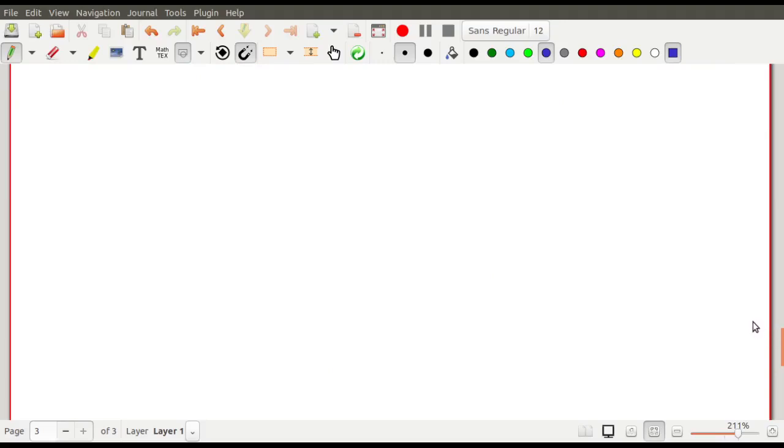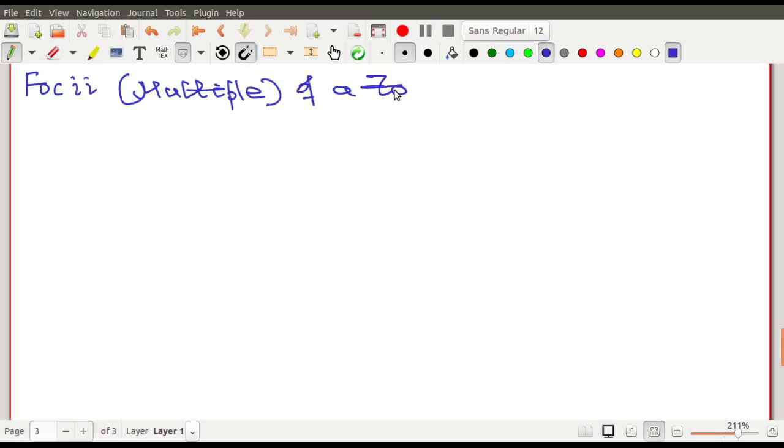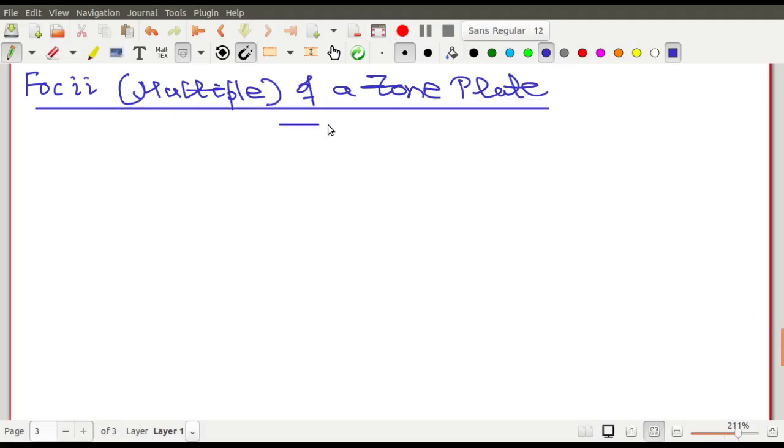So that has been shown to you, these two problems that I wanted to show. Okay, now it is foci as a zone plate. So now I will be discussing about the foci. Sorry, foci, in brackets we write multiple foci. Foci or multiple foci of a zone plate.